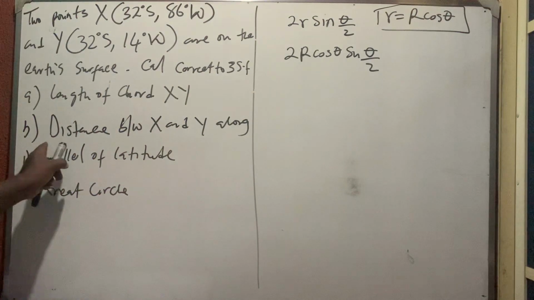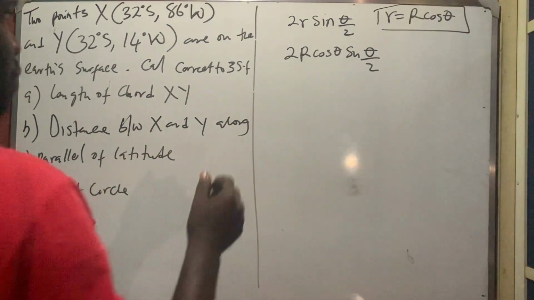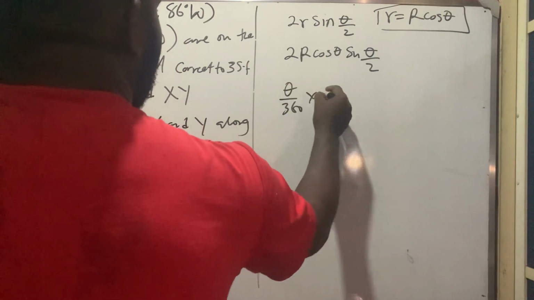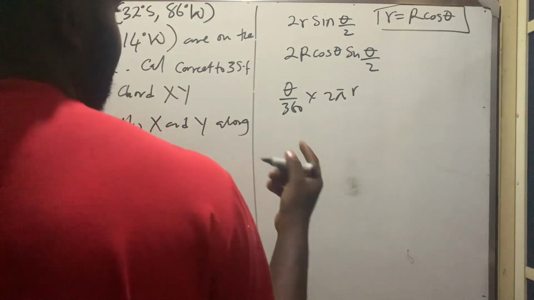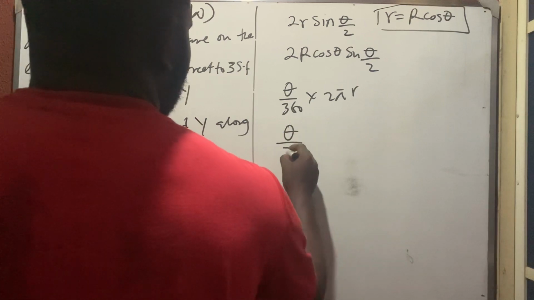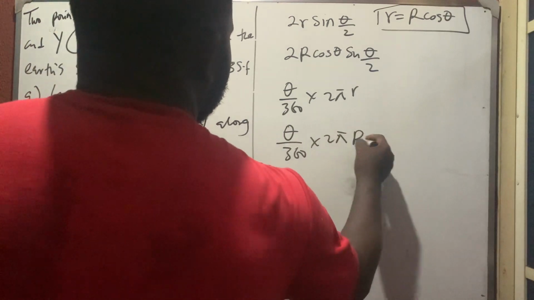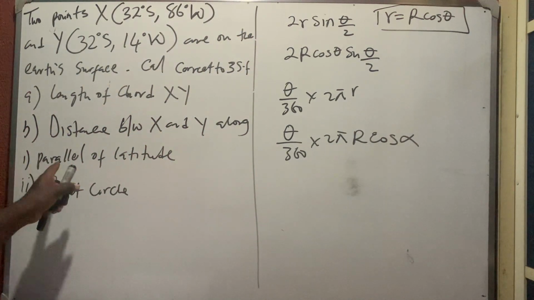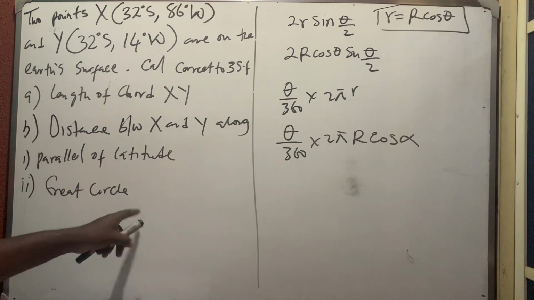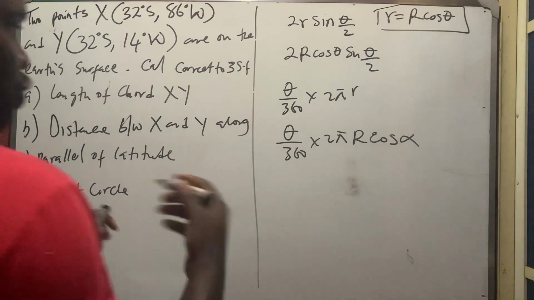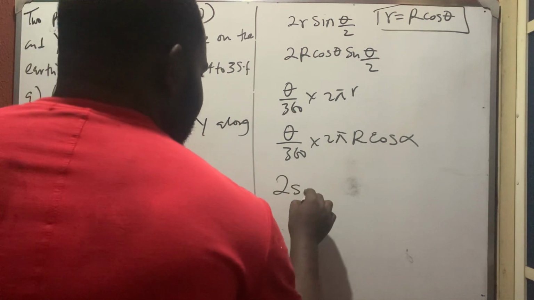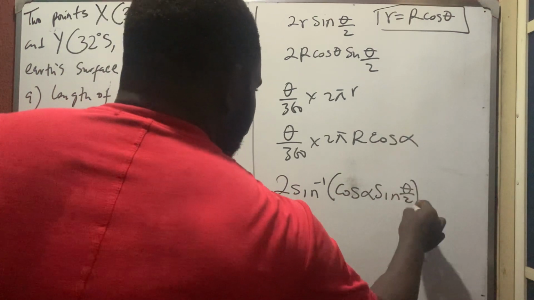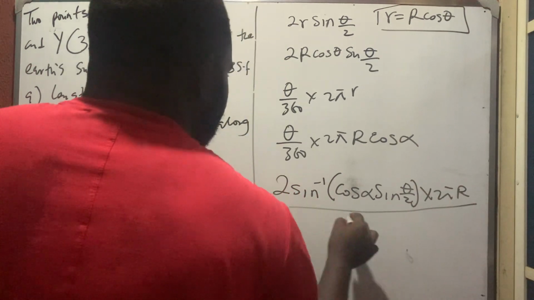That is for this. But the distance between them along the parallel of latitude is the normal one, which is theta over 360 times 2 pi small r. Why is this small r? Because it's on the latitude. So change the small r to big R, you have theta over 360 times 2 pi big R cos alpha. All right. Then the great circle. On a normal, this is supposed to be on the small circle. But for you to get the one on the great circle, it means the shortest distance between them. And the shortest distance between them, the formula is what? 2 sine inverse of cos alpha sine theta over 2, then times 2 pi r, everything over 360.